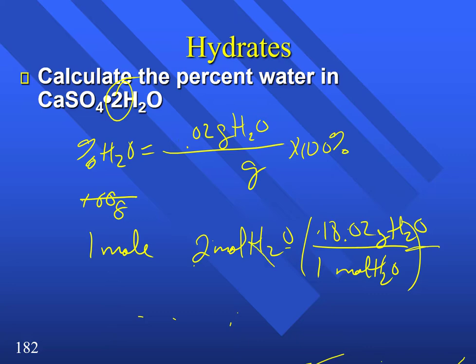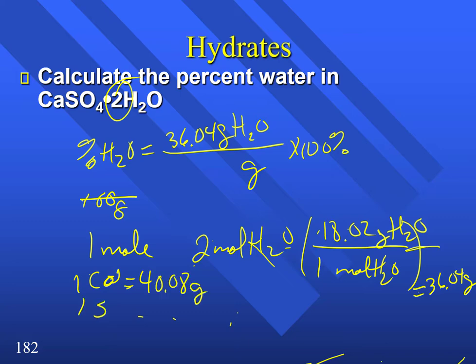Oops, that's not what I want. I want that multiplied, which is 36.04 grams. So in 1 mole, I'd have 36.04 grams of water. I'd have 1 calcium, so that's 40.08 grams. I'd have 1 sulfur at 32.07 grams. I'd have 4 oxygens, and by now, hopefully, you're used to writing 64 for that, rather than taking the time to multiply 16 times 4 over and over again.